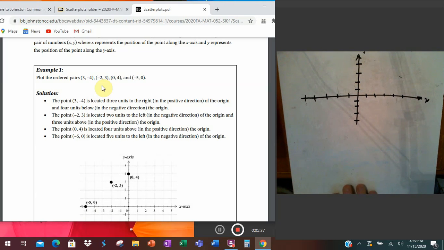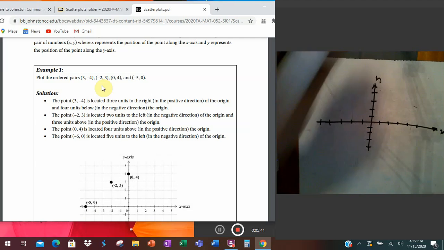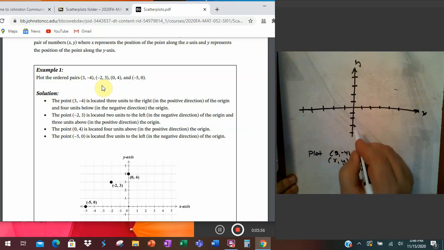So this is just a rough picture of where we're going with this. Let me kind of open up my camera a little bit for you. Okay. So let's plot these points. I need to plot 3, -4. Okay. So remember these are X, Y coordinates. Here's the X's, the Y is my vertical.